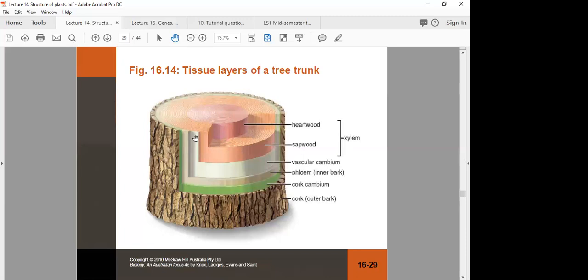The next layer to the outside of the sapwood, and here it is, is the vascular cambium meristem. To the outside of that, the next layer is the secondary phloem, which is often referred to as the inner bark. To the outside of the secondary phloem, we have this green layer, which is the second cambium, the cork cambium meristem, and then to the outside we have cork or outer bark.